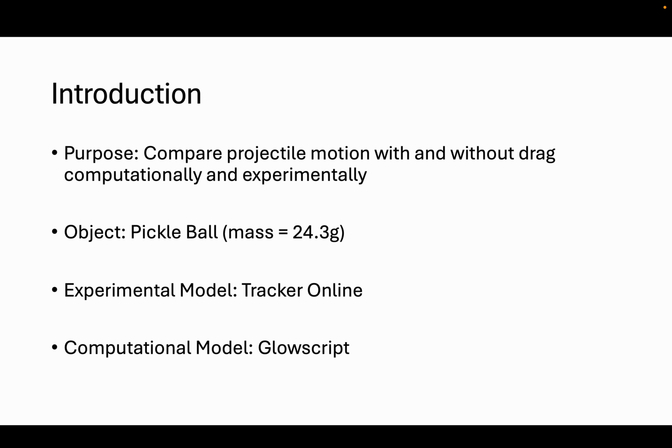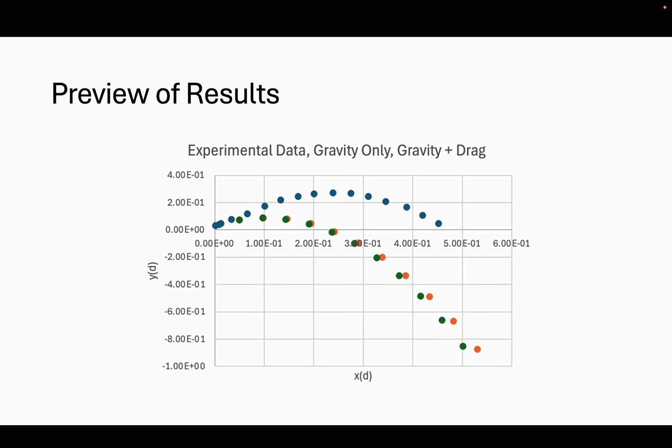The object I used was a pickleball with a mass of 24.3 grams. I tracked its motion using Tracker and simulated it in Glowscript. On this graph, we're comparing three trajectories. The blue dots represent the experimental data, which was collected using the Tracker app. The orange points show the results from the gravity-only model, and the green points represent the gravity plus drag model, which includes air resistance through a drag force. You can see that the green curve with drag follows the experimental path much more closely than the orange one.